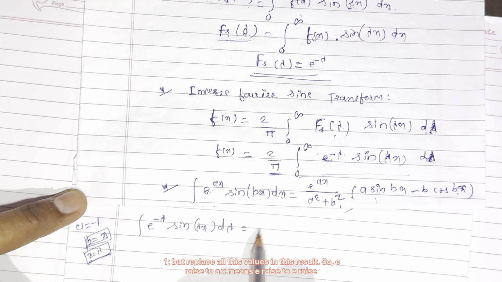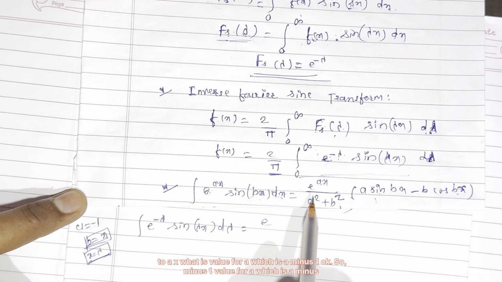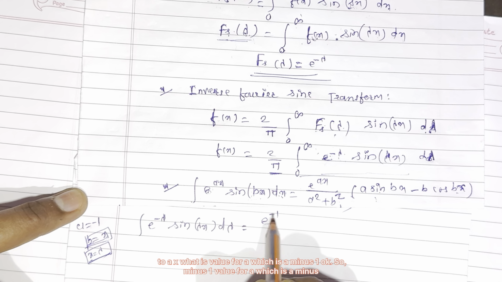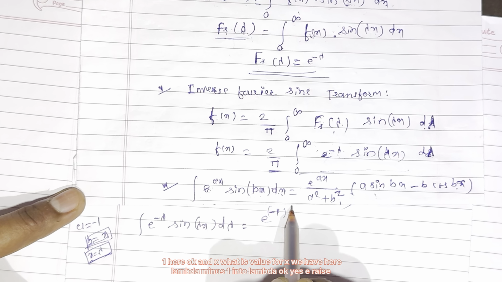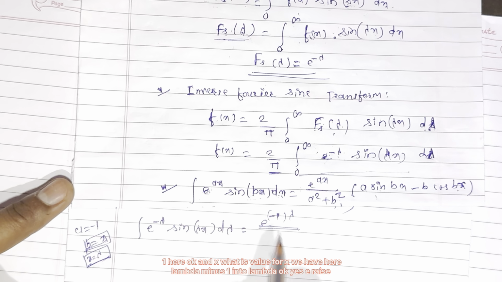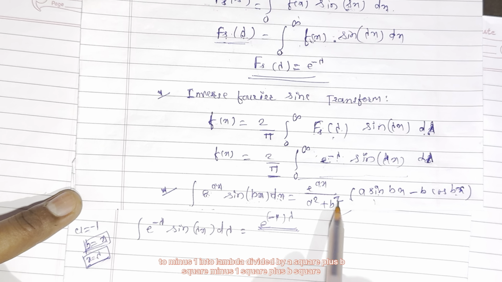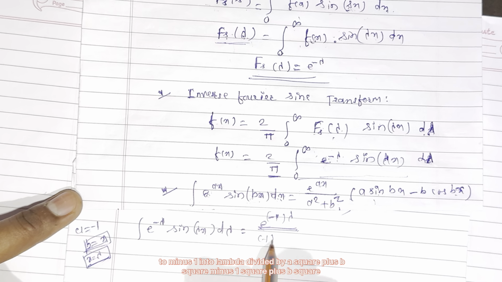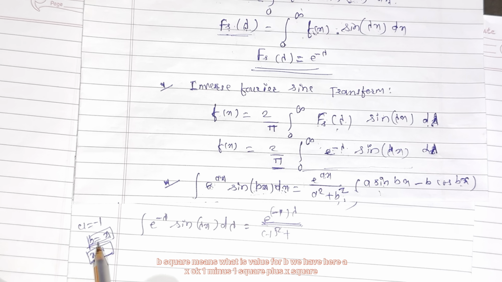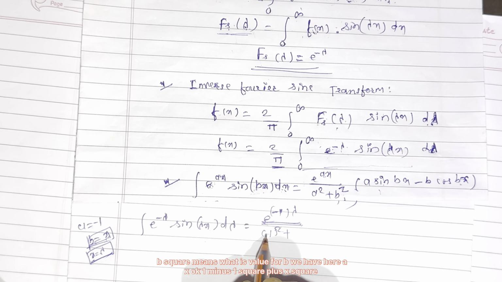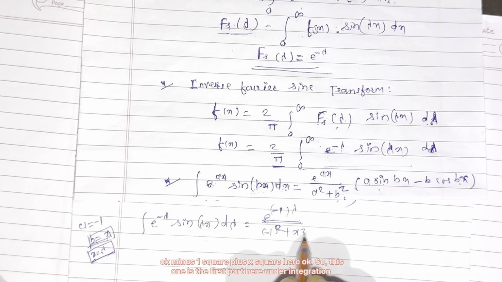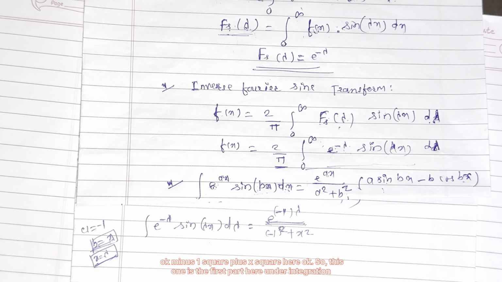So e raised to ax means e raised to x. The value for a is minus 1, and for x we have lambda, so minus 1 into lambda. That gives e raised to minus 1 into lambda divided by a square plus b square, that is minus 1 square plus b square. B square means, what is the value for b we have here? X, so minus 1 square plus x square here.